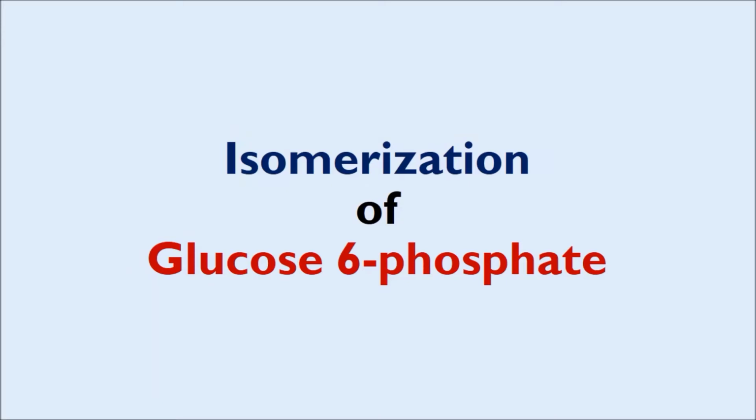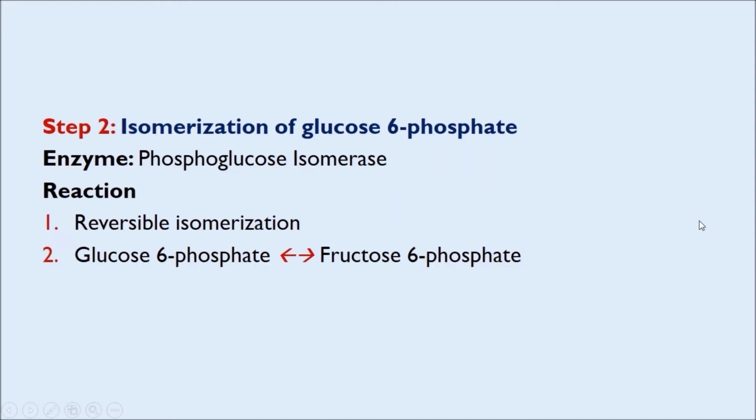So next step of glycolysis is isomerization of glucose 6-phosphate. Isomerization of glucose 6-phosphate is catalyzed by the enzyme phosphoglucose isomerase, also known as phosphohexose isomerase. The reaction is reversible isomerization, and glucose 6-phosphate is isomerized to fructose 6-phosphate.